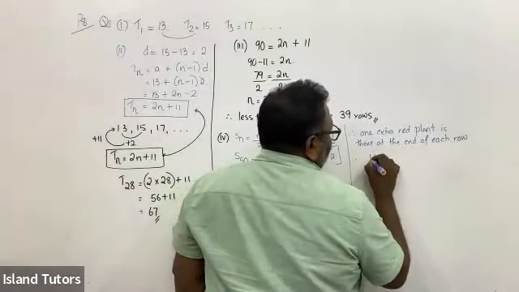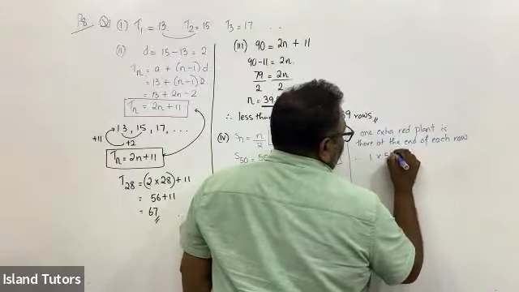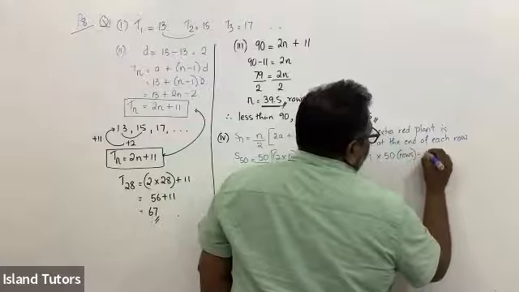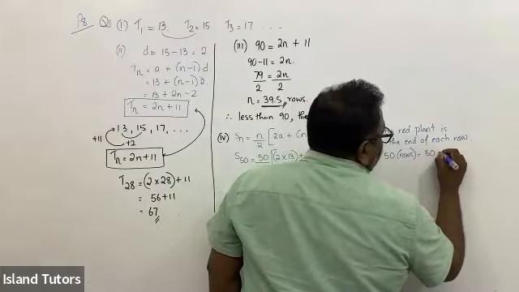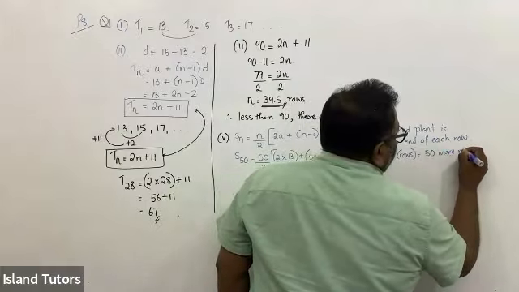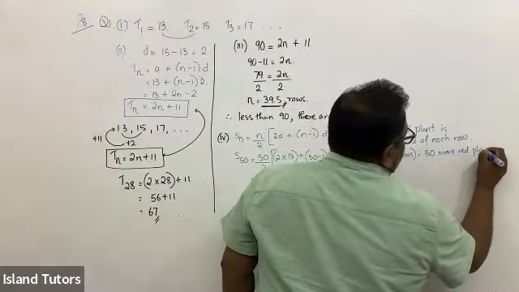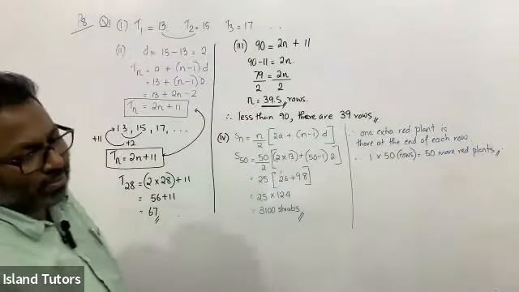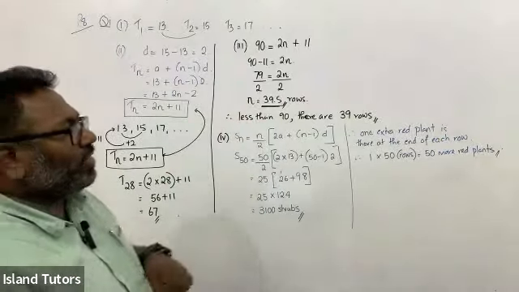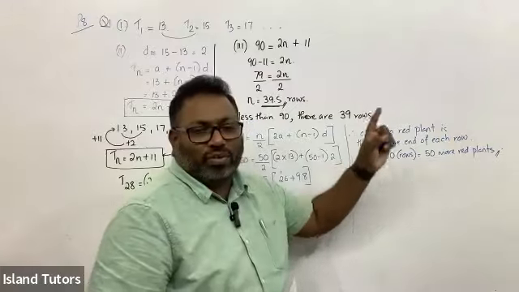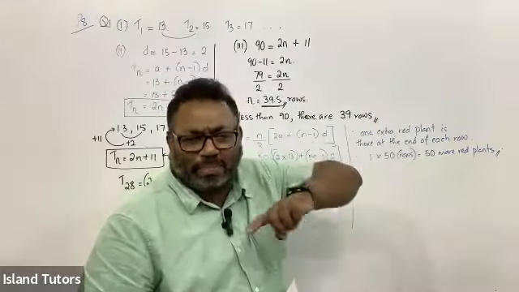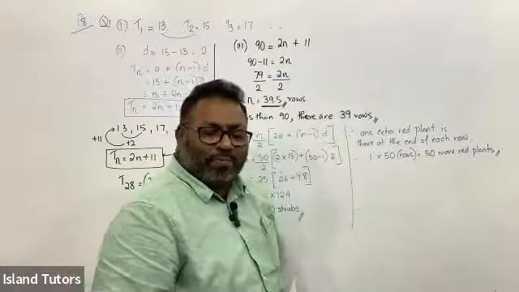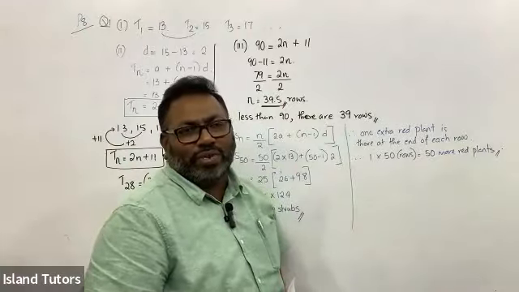Therefore, 1 into 50 rows will give you 50 more red plants. You follow? One extra red plant is there at the end of each row. They have one in the beginning, one at the back. So because of that, there's one extra flower bed, a red color flower, which is there in every row.